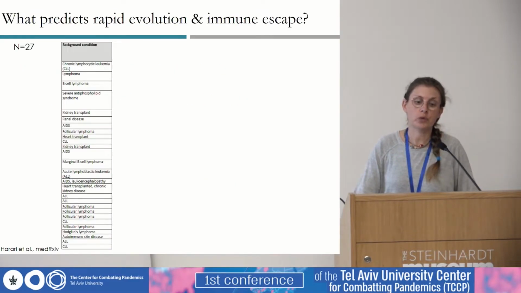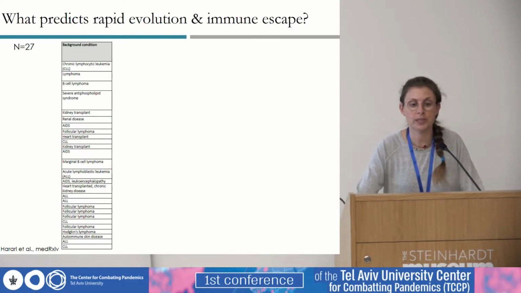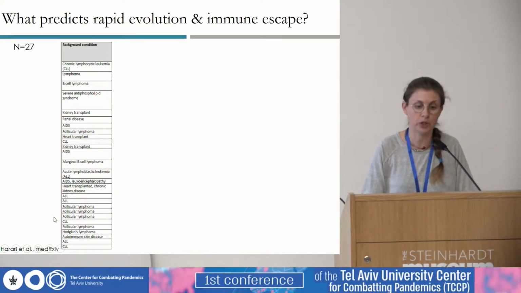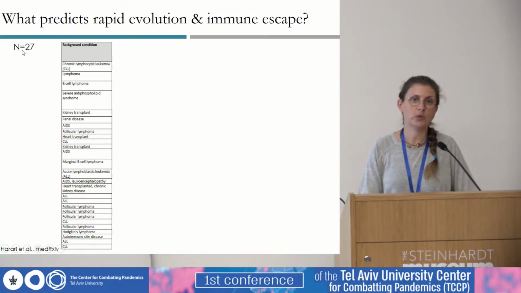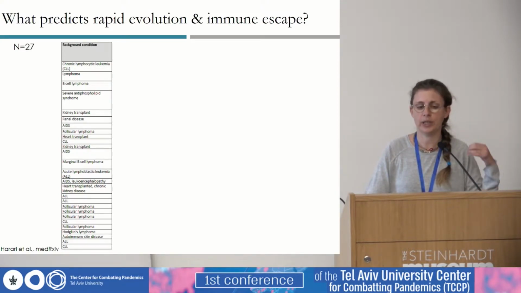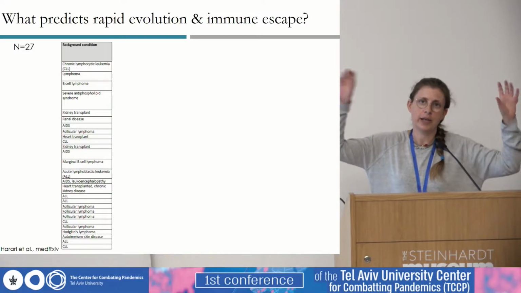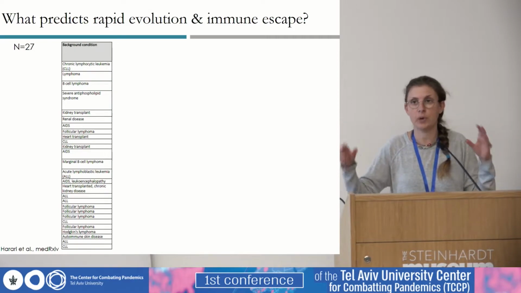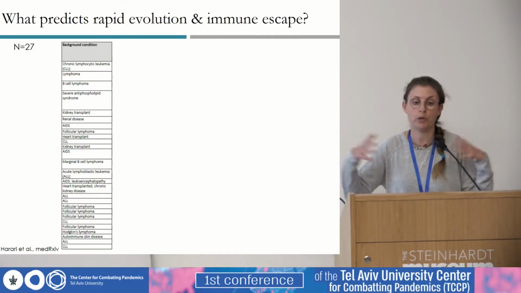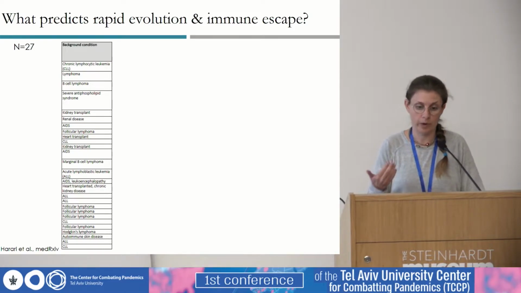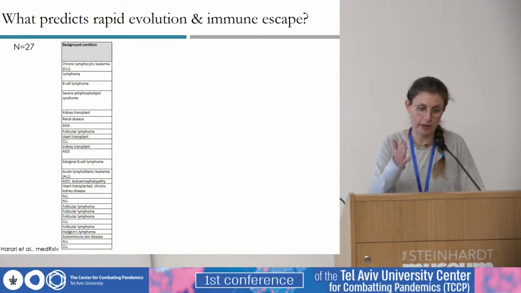And so our first question was, what predicts rapid evolution and immune escape in patients? This is a study led by Sherry Harari, it's already out on medRxiv, and the paper is in revision. What we did is we gathered all the case reports. At the stage that we came into the study, there were these isolated case reports. Everyone that found one of these cases published it as an individual case report, and we put them all together. And we also have 6 patients here that we sequenced, again, from Ichilov, and they're part of this cohort.